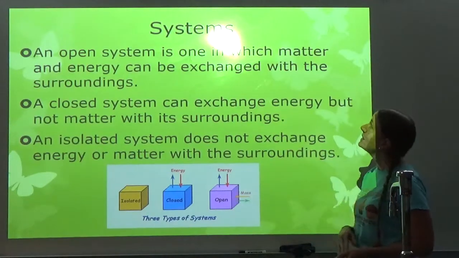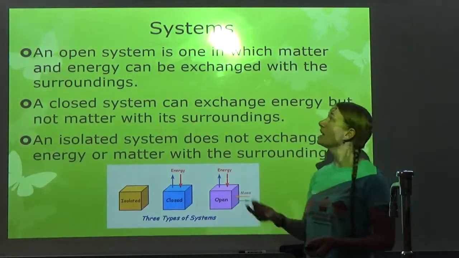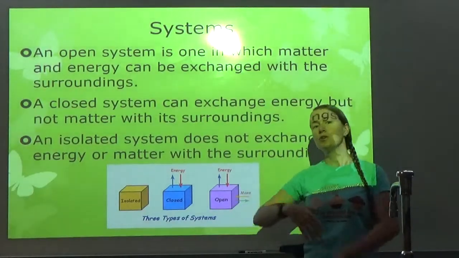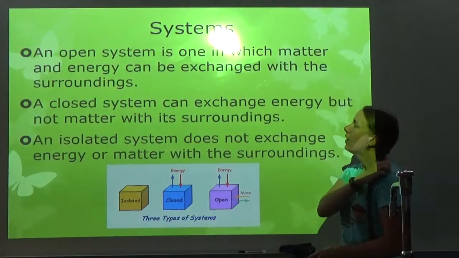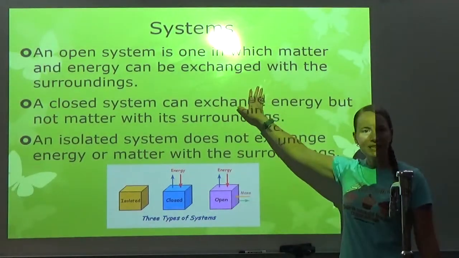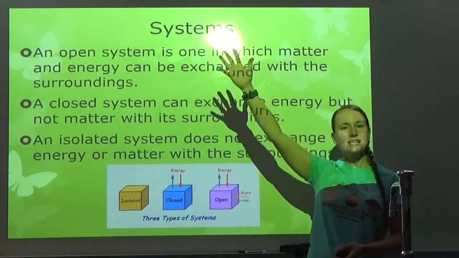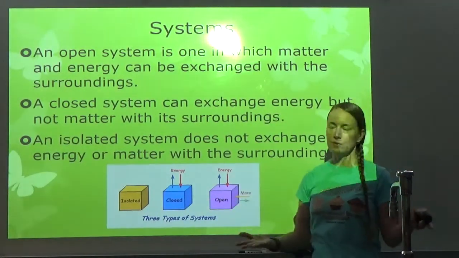So an open system is one in which matter and energy can be exchanged with the surroundings. So if you do a reaction that produces a gas, and let's say it's exothermic, so it gets hot, in a beaker in class, that would be an open system because the gas can escape into the classroom and the heat can be released into the surroundings.